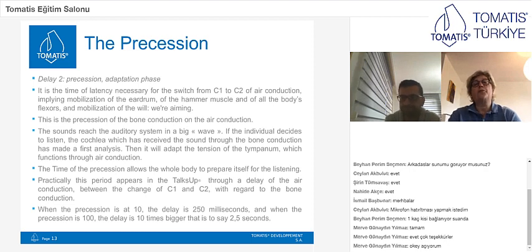So the time of the precession allows the whole body to prepare itself for the listening. Practically, this period appears in the talk-up through a delay of the air conduction between the change of channel 1 and channel 2 with regard to the bone conduction.